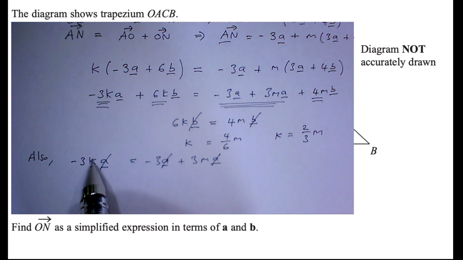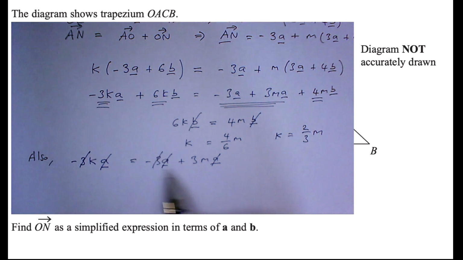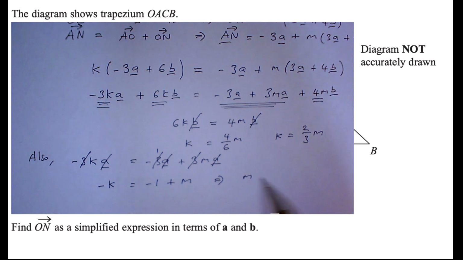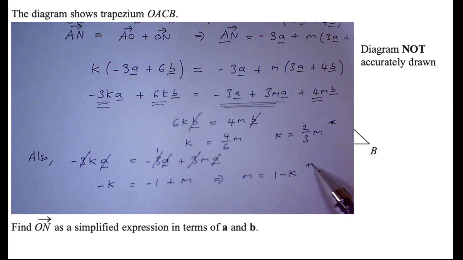And I can also cancel a 3, can't I? 3, 3, and 3. If you cross out a 3, I'll definitely replace it with a 1, just to remind yourself it hasn't disappeared. And minus k is equal to minus 1 plus m. And let's just tidy that up. So m is equal to 1 minus k. And now I've got two equations that tell me how k and m relate to each other. And that's enough to solve.